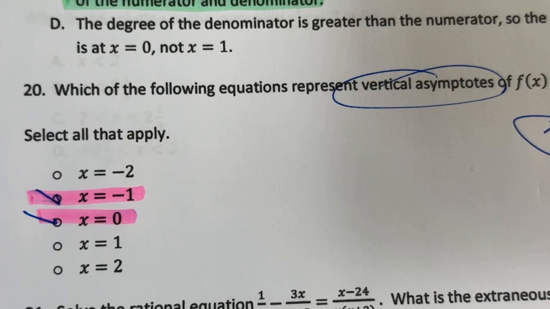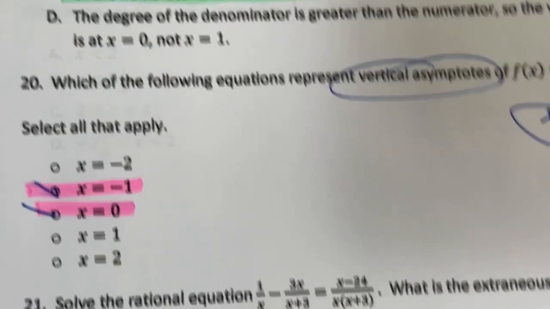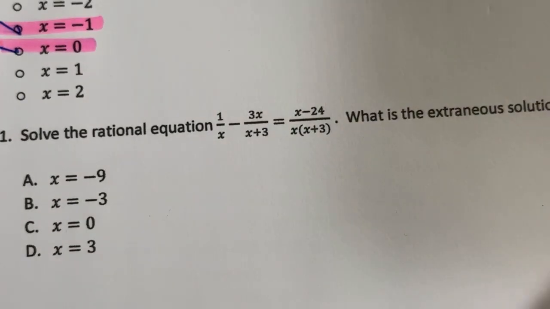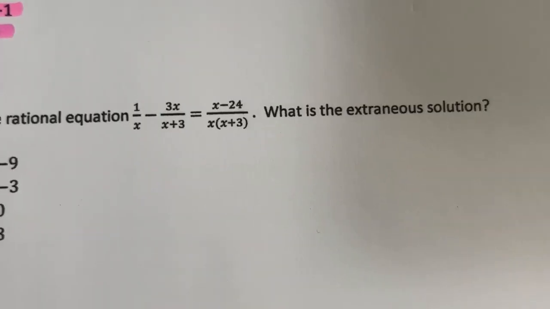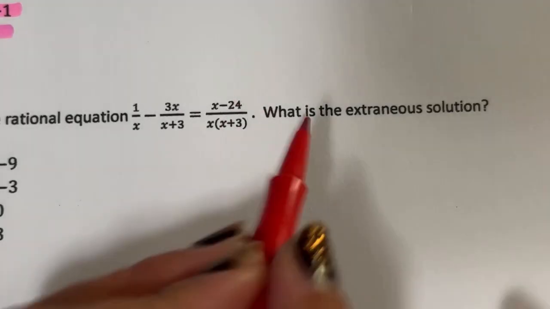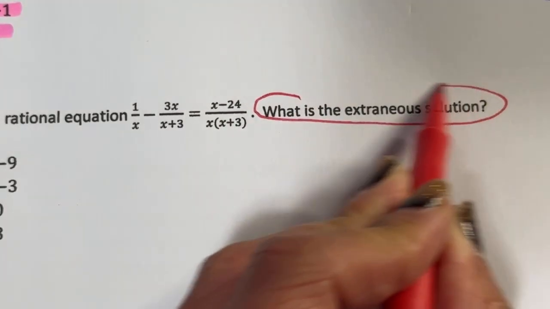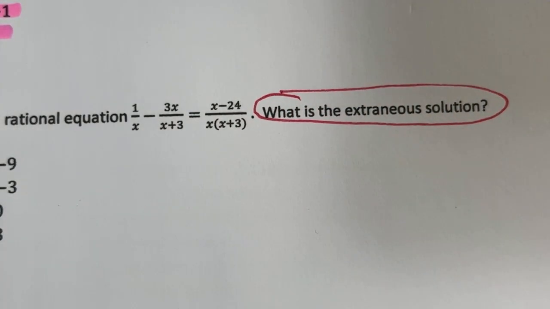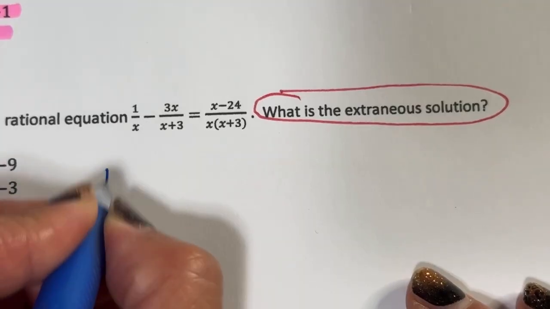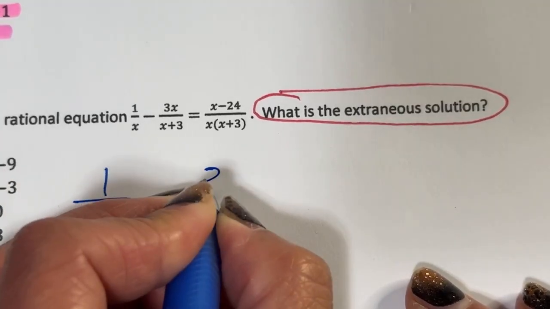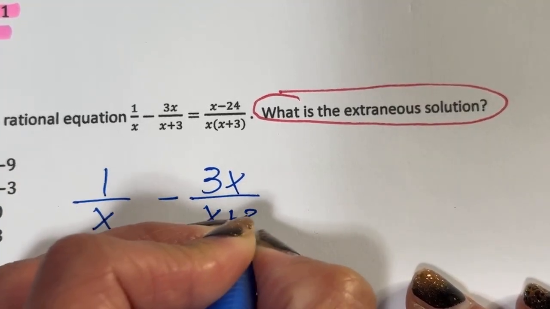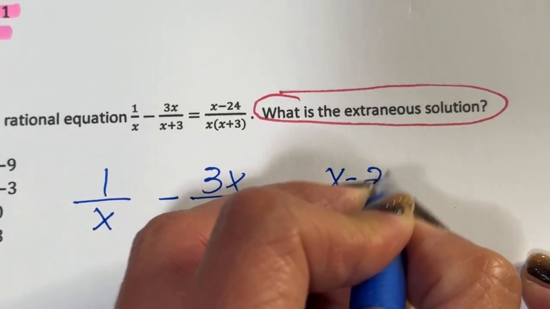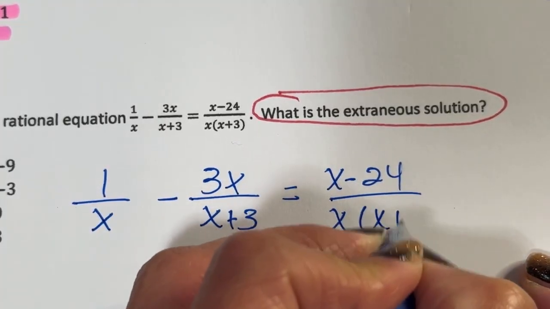Okay, so now we're on to number 21. Number 21 says solve the rational equation, and what is the extraneous solution? So this one doesn't want the actual solution. It wants the one that doesn't work, the extraneous solution. Okay, so it's going to help if we write this because that's just way too small. So 1 over x minus 3x over x plus 3 equals x minus 24 over x times x plus 3.